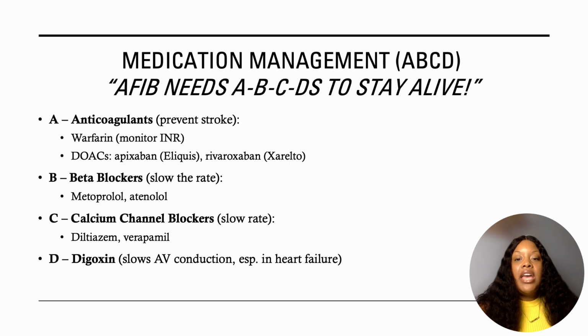So let's talk about medication management. I have a mnemonic: AFib needs A, B, C, and D's to stay alive. A is anticoagulants, and our anticoagulants prevent blood clots. It prevents the patient from developing a stroke. So we want to make sure that we educate our patients on their anticoagulants, bleeding precautions, and things. Whether they're on warfarin, we want to teach them to monitor their INR, and we want to talk about vitamin K consistency. If they're on Eliquis or Xarelto, we want to teach them also about bleeding precautions.